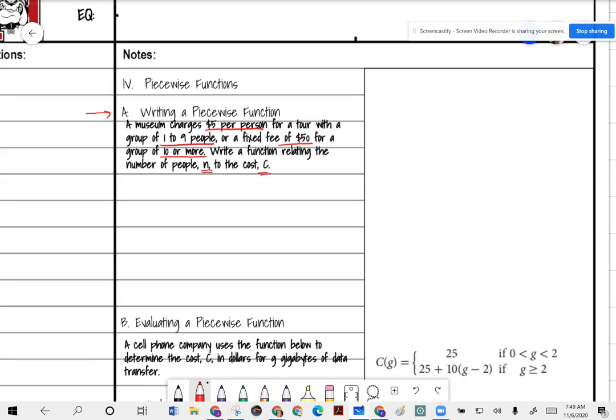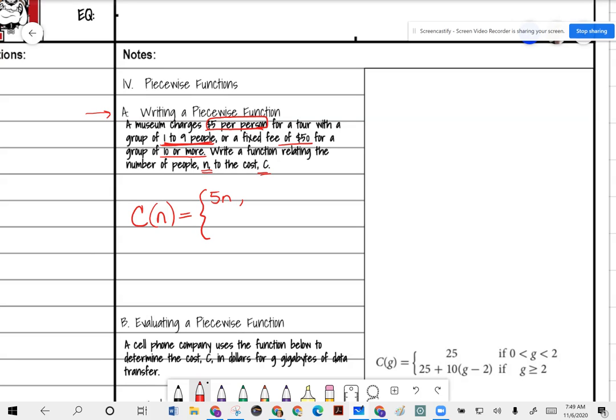So hopefully you can see that the cost is going to depend on the number of people. So we would be able to write that as cost, as it depends on n, the number of people. And then we have two different rates. We have $5 a person. So we have 5n, right? N is going to be the number of people. But that is only in existence if you have a group from 1 to 9 people.